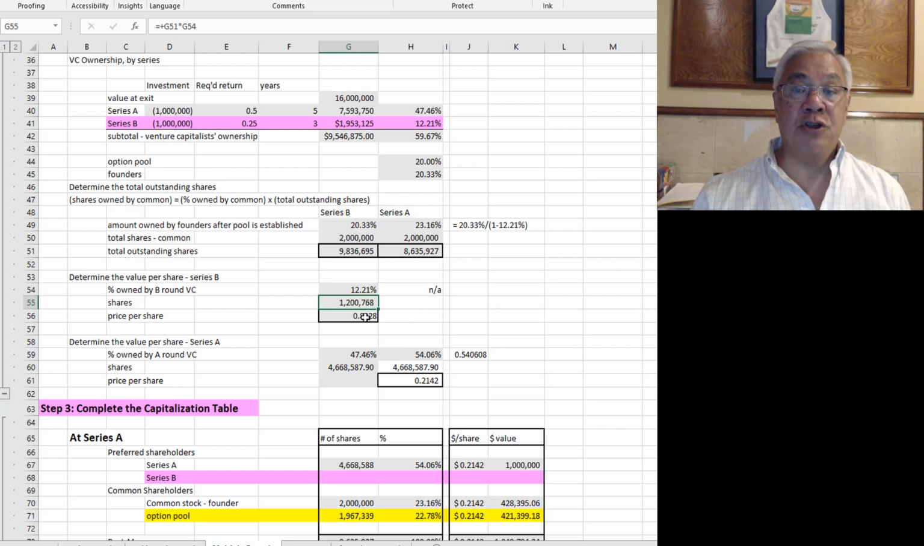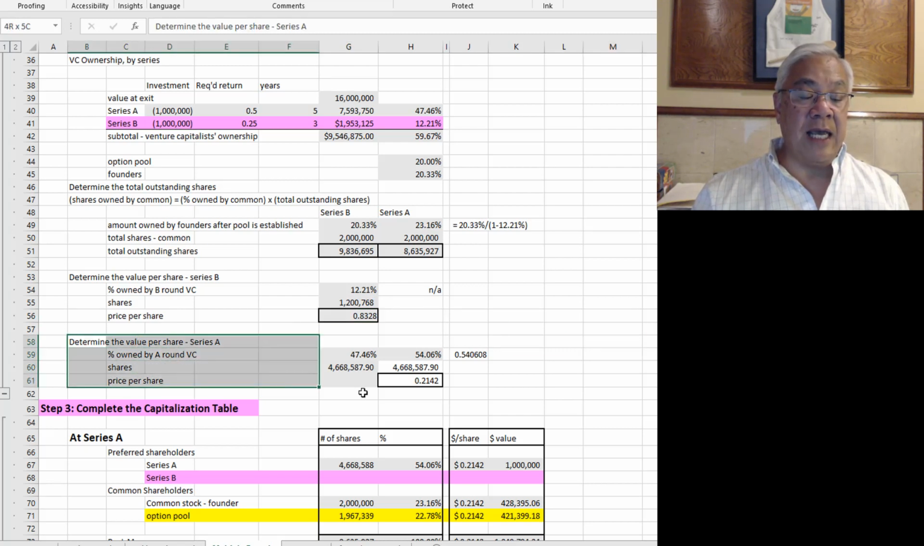If they buy those shares for $1 million, and they're in the new money, the price per share is $1 million divided by the shares they got, which is the 1.2 million, leading to a valuation of 0.83. Next, we look at the Series A investors.